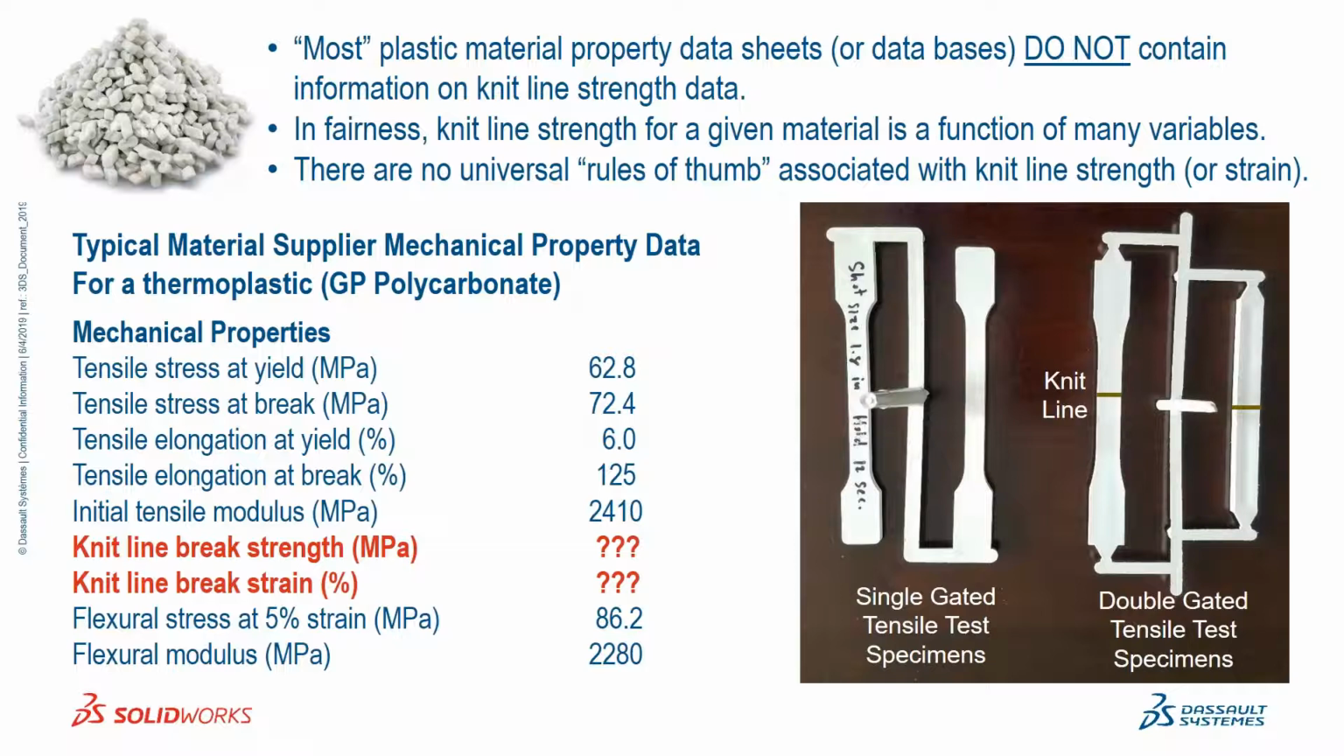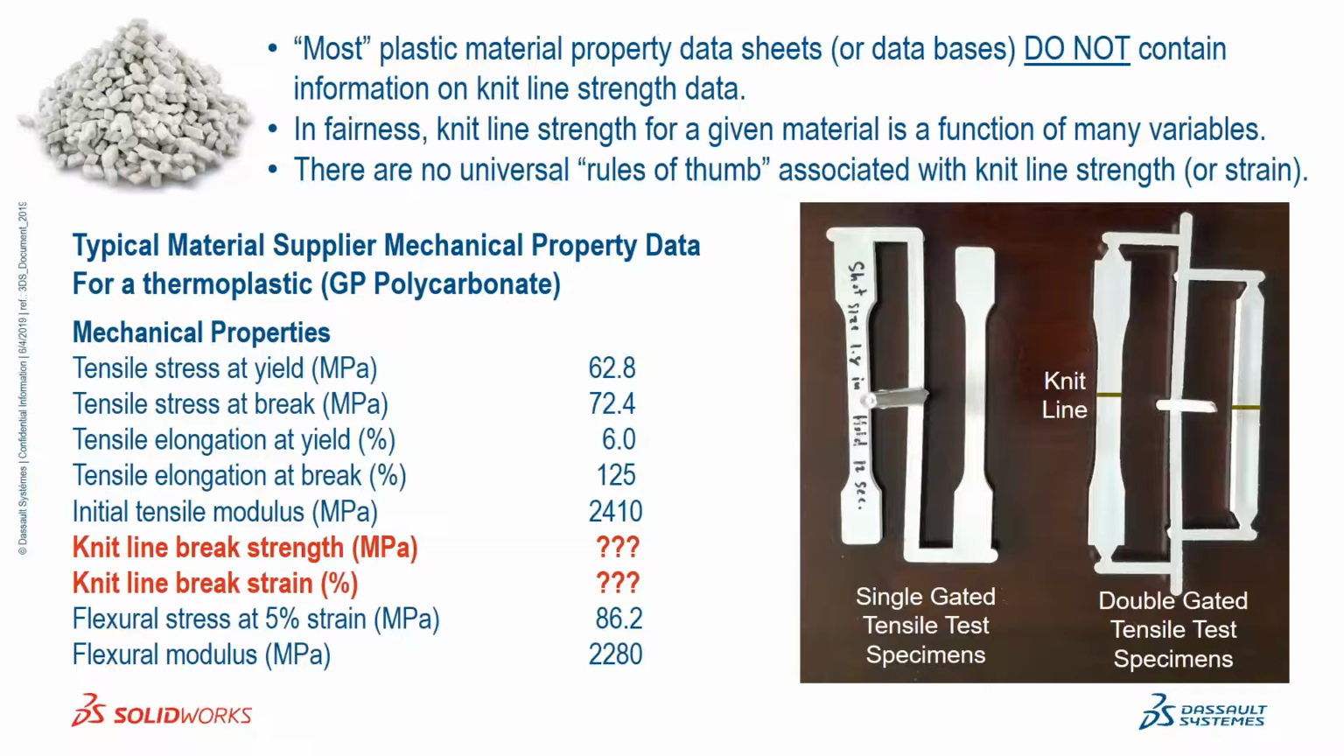And it would be helpful if the material supplier could generate and provide this data, but in fairness to the material supplier, the weld strength is affected by so many variables, including all of the process conditions, that they'd have to generate lots of numbers to cover the range. So it's sometimes available, but generally not available, more often than not.